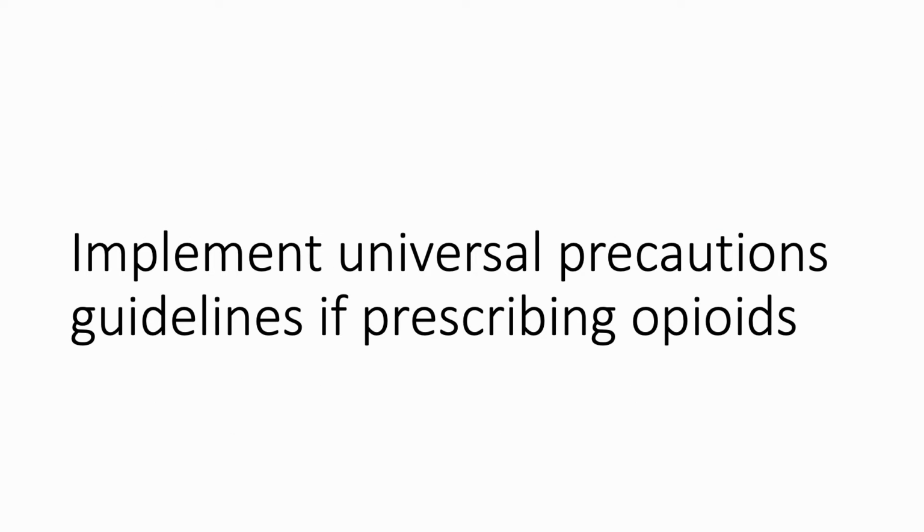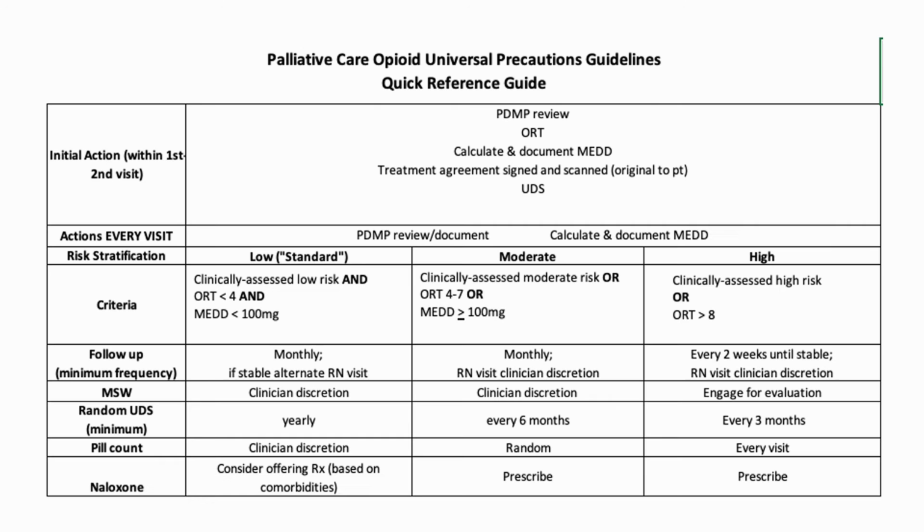So how do we implement universal precaution guidelines for prescribing opioids? This is a template that we use as a quick reference guide. Your initial action, hopefully within the first or second visit: you're going to check the PDMP, complete the opioid risk tool assessment if not already done, calculate and document the morphine equivalent daily dose, complete the treatment agreement, which should be scanned into the medical record, and complete a urine drug screen.